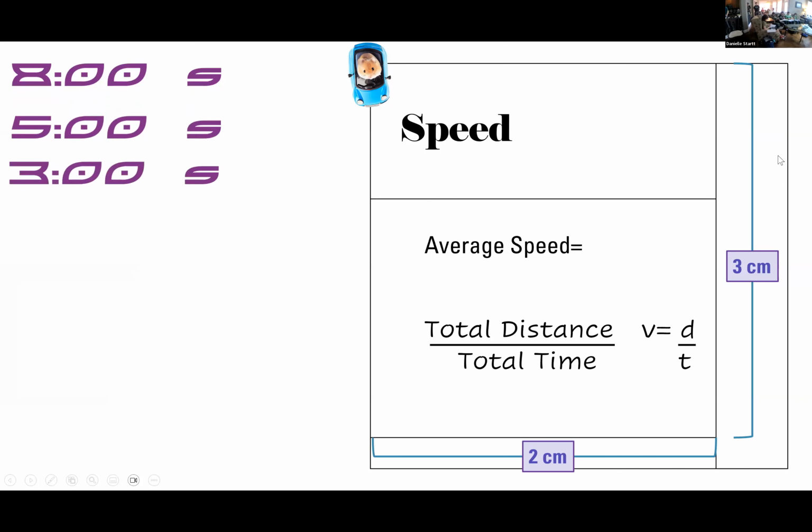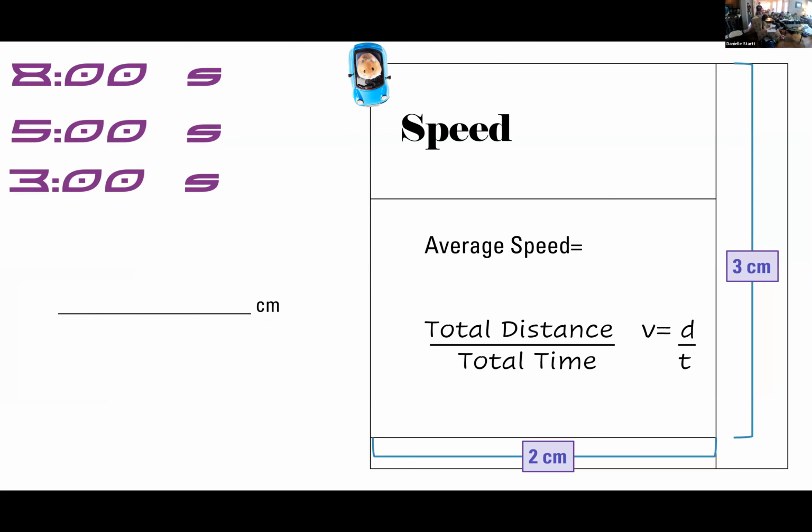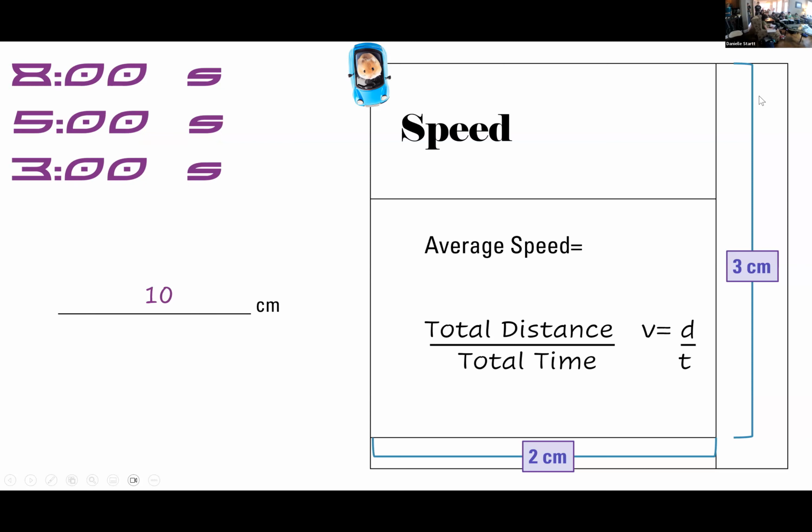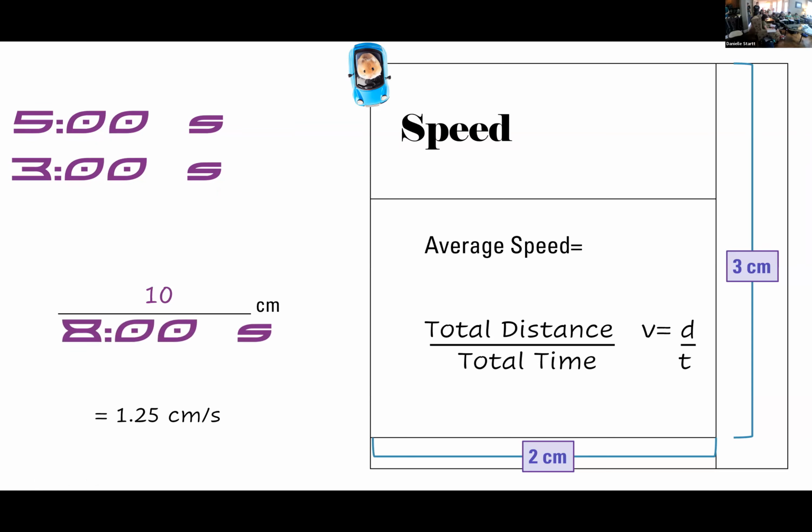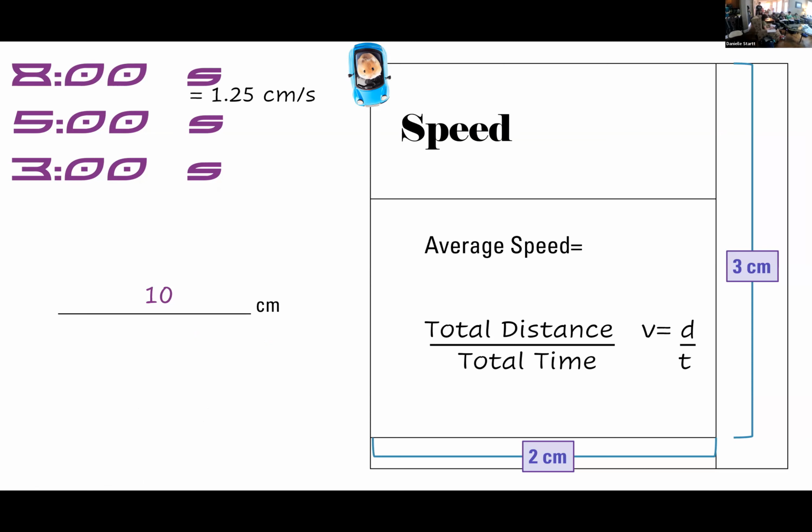Now we have these three different speeds. What's our distance? Who knows what we're working with? 10 centimeters is spot on. We're dealing with 10 centimeters, because it's 2 plus 3 plus 2 plus 3, 6 plus 4 is 10. So if you went 10 centimeters in 8 seconds, you do the math, it's 1.25 centimeters per second.